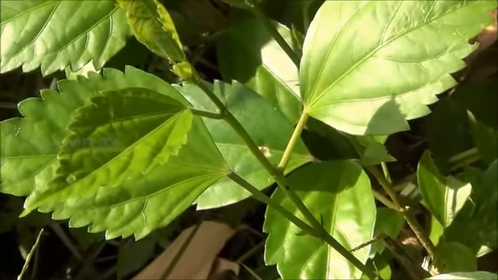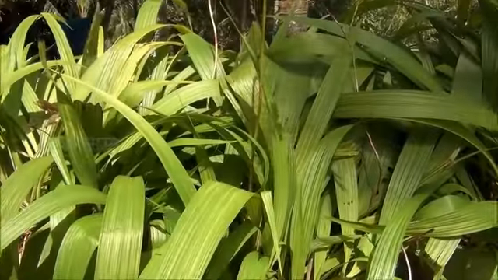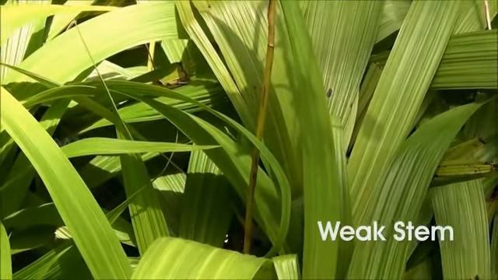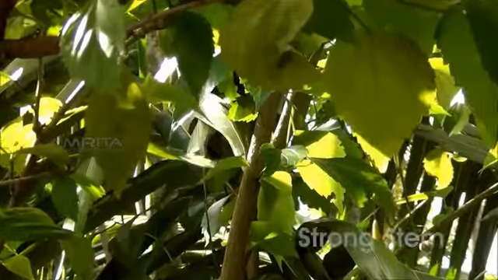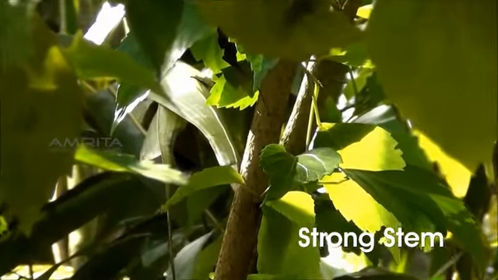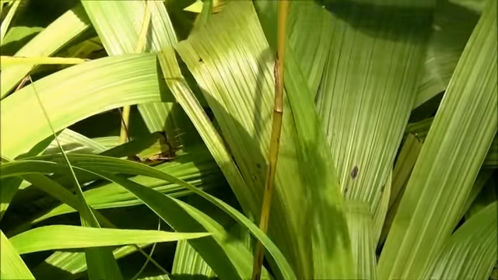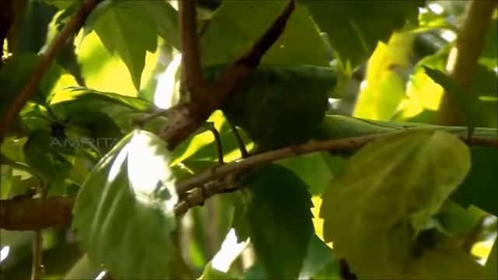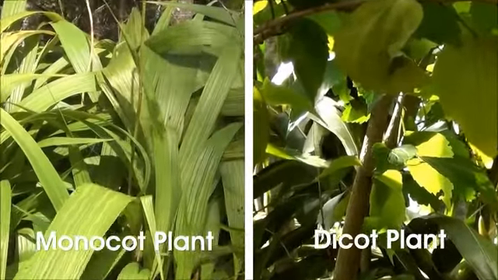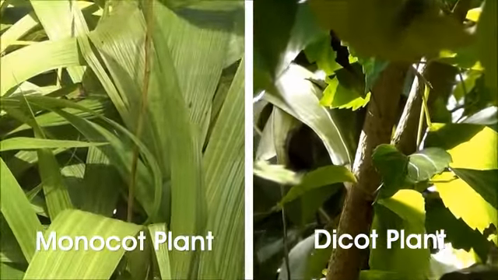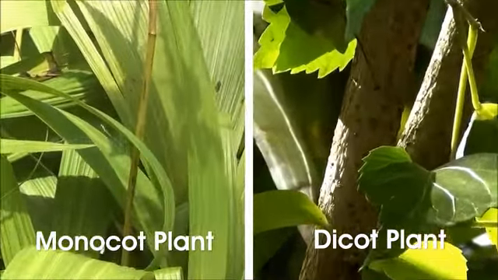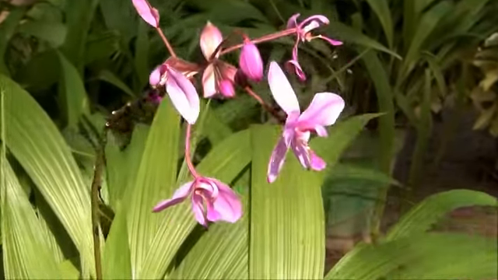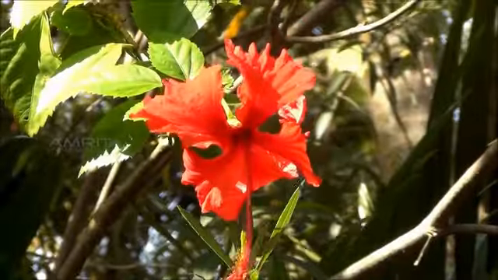Let us now move on to the stem. If you carefully observe the stem of both the plants, you will see that the orchid has a weak stem, whereas the hibiscus has a strong stem. Monocots normally have a weak stem and dicots have both weak and strong stems. Looking at our plants, the weak stem makes the orchid a monocot and the strong stem makes the hibiscus a dicot.